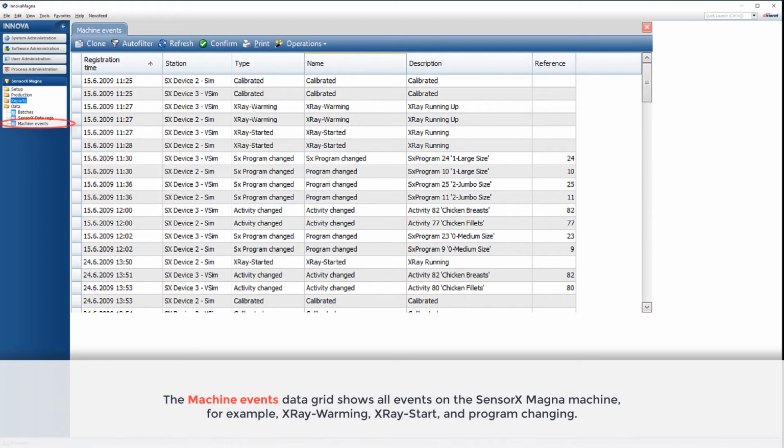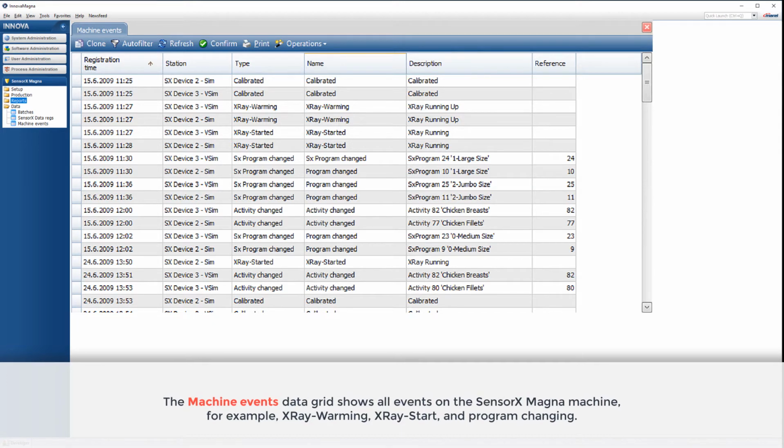The Machine Events data grid shows all events on the SensorX Magna machine. For example, X-ray warming, X-ray start, and program changing.